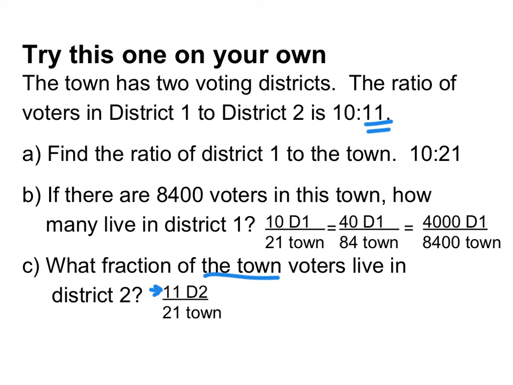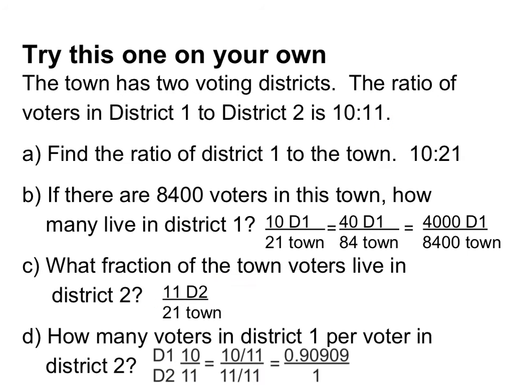So just like we mentioned in A, and then we also used in B, if District 1 is 10, District 2 is 11, and those are the only 2 districts, then the town is 21. So that's where this number is coming from. So that's District 2 relative to the town. And any fraction equivalent to that fraction shows District 2 relative to the town.